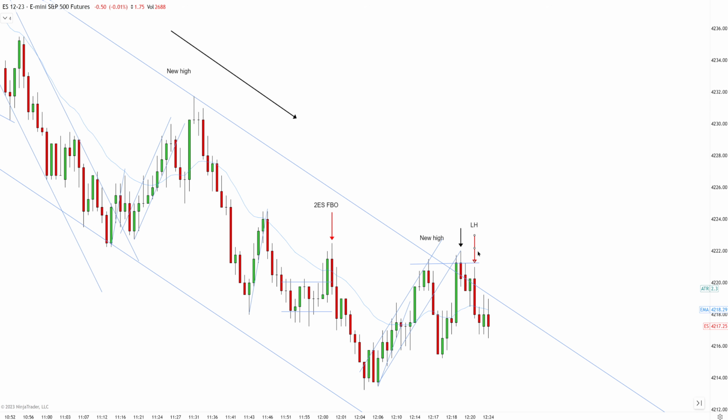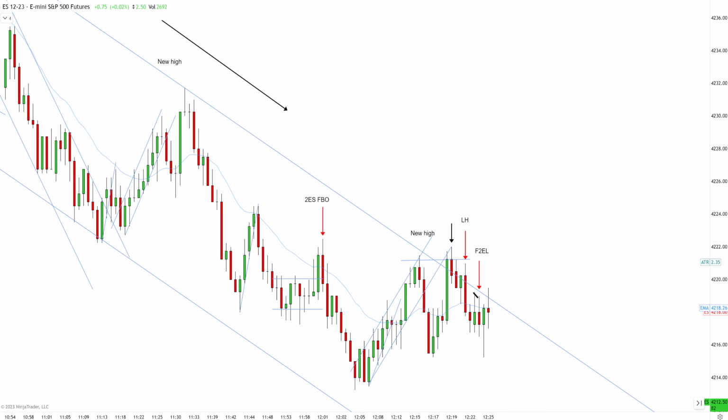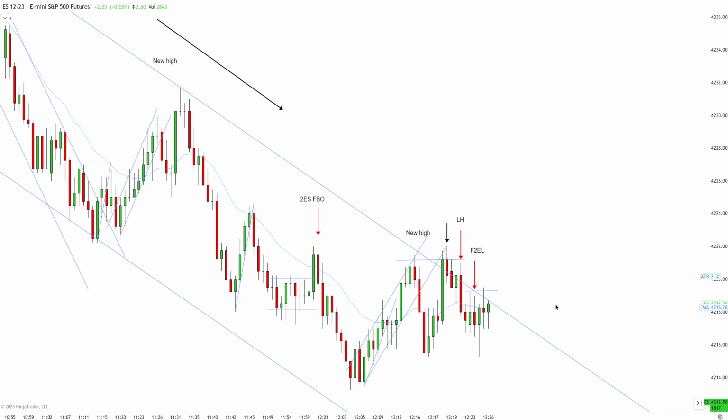So I'm going to mark even this failed second entry long. But you can already see that there's something wrong with this. It didn't form that well, but the context is more important. And in this instance, the context is telling you we're going to go lower. Uptrend played out. It ended up stopping you out by just one single tick. Then reversed, no break lower.